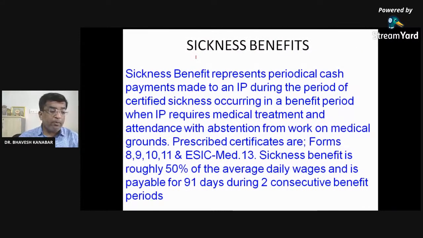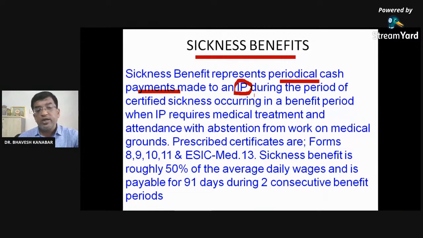So that was about medical benefit. Then sickness benefit. It represents periodic cash payment to the insured person. Here IP is insured person. IP is there also in case of the tuberculosis intensive phase, right? So not 50%, now it has been modified. 90% of the average daily wage. Remember, in sickness benefit, 90% of the average daily wages is provided for up to 91 days.